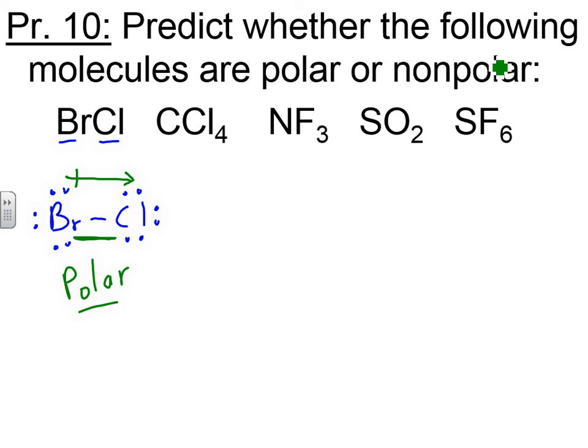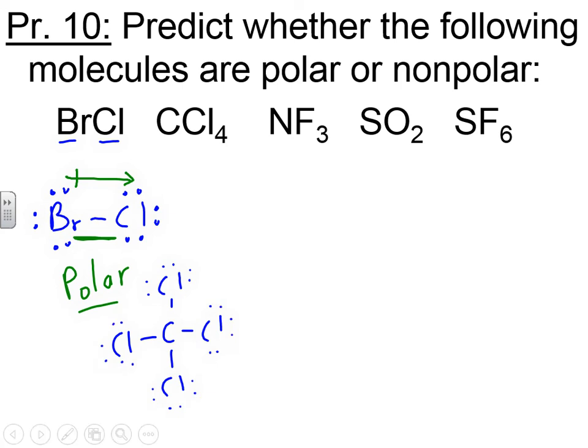Alright, the second one, CCl4, just has a carbon in the middle and chlorines on the outside. And you can fill the chlorines with octets, and this should match. In this case, you have 4 equivalent bonds to 4 equivalent atoms, so they will cancel each other out. So all 4 of these, remember, go in all 4 different directions, creating a tetrahedral arrangement, and they cancel each other out. This would be nonpolar because it's symmetrical.